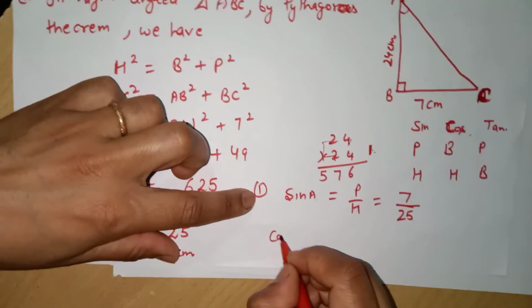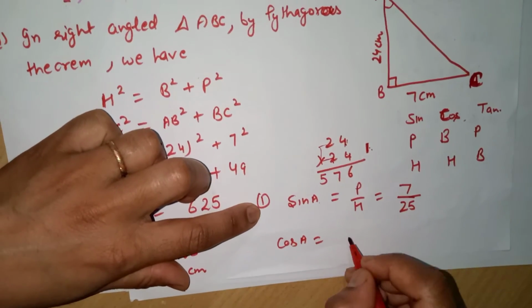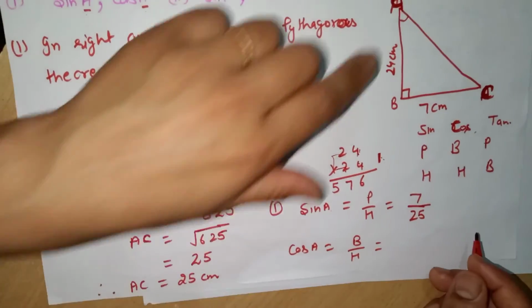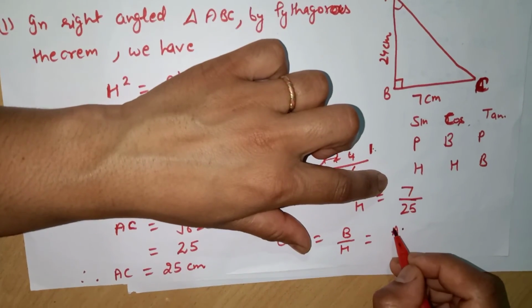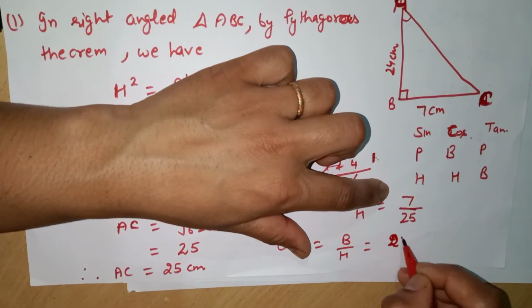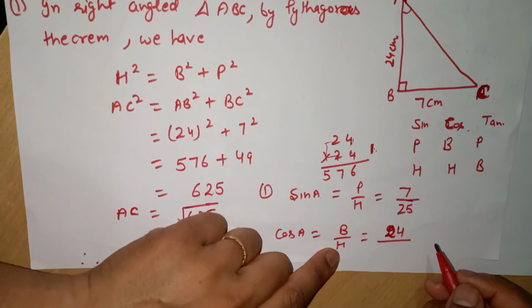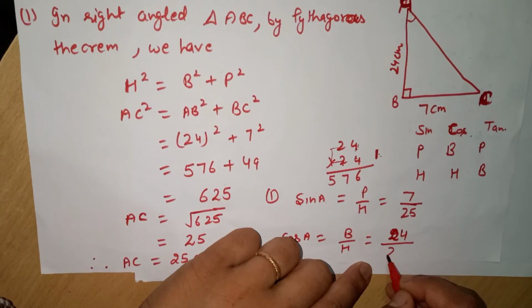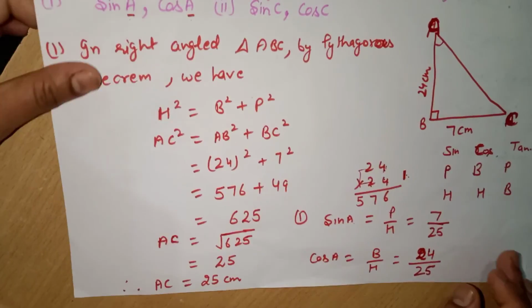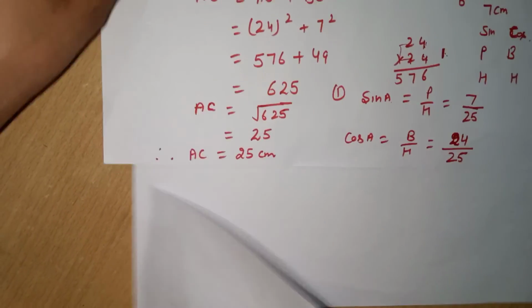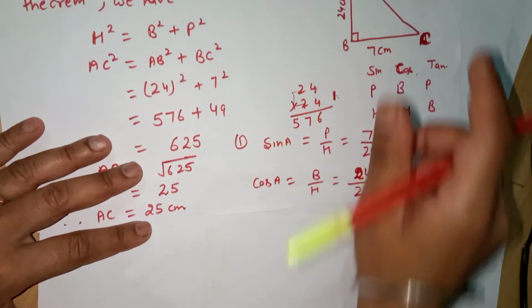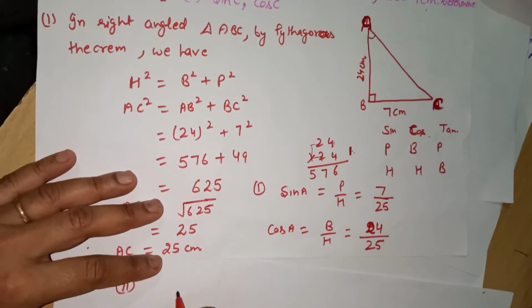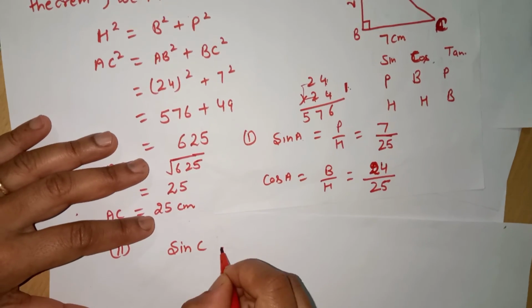Similarly, the value of cos A is equal to base upon hypotenuse. Here the base is AB, means 24, and hypotenuse is 25. Similarly, you can find the second part. For the second part, you don't need to apply the Pythagoras theorem again, because we have already found the three sides. We just have to write the value of sin C and cos C.